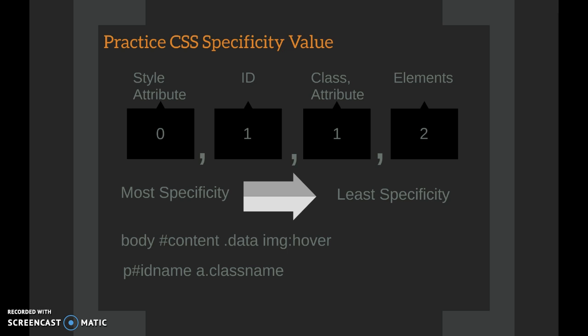But the commas are there to remind us that this really is not a base 10 system, because you could technically have a specificity value like 0, 1, 13, 4, and that 13 is not going to spill over like a base 10 system would.